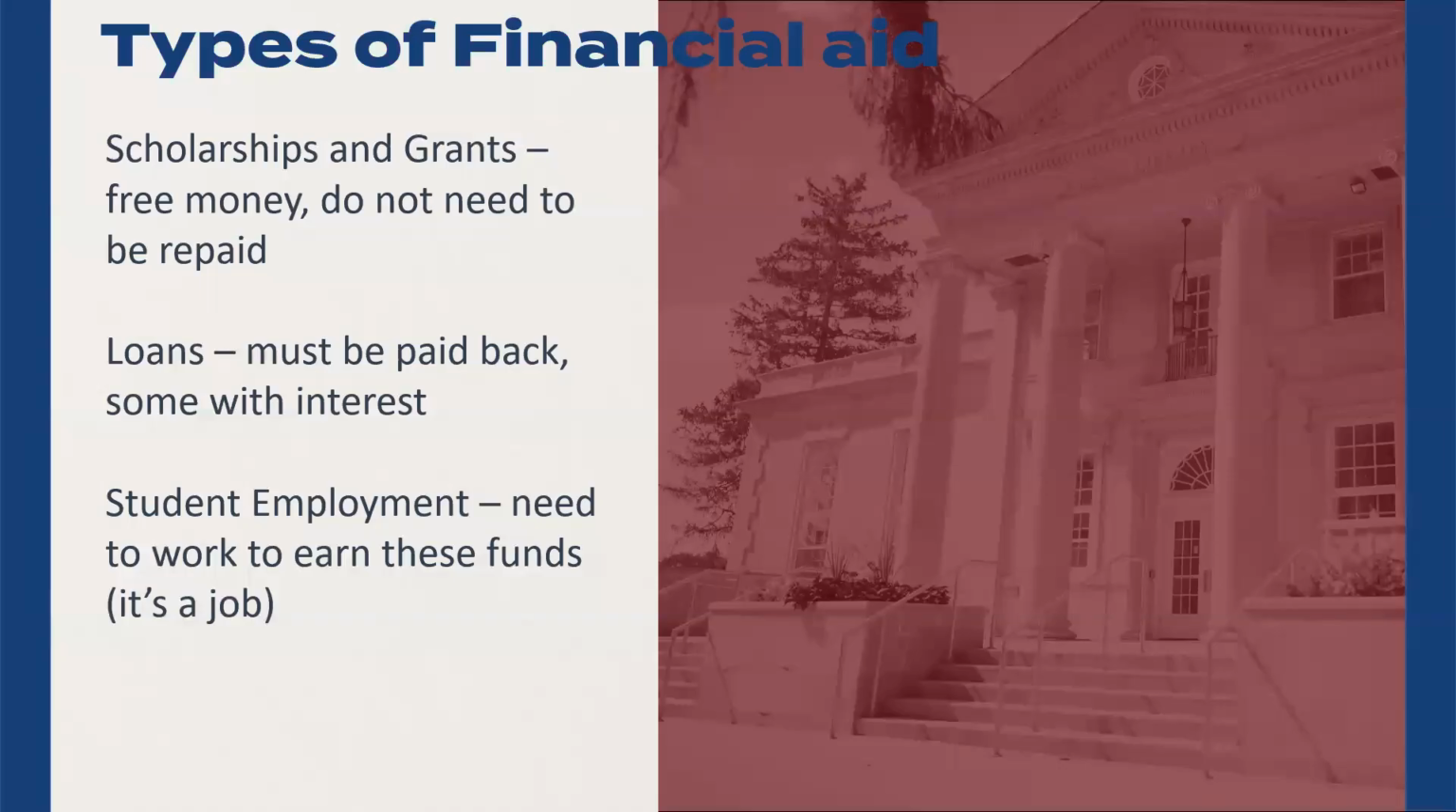The types of financial aid include scholarships and grants, free money, which does not need to be repaid, loans, which do need to be paid back and some with interest, and student employment, which is a job where students need to work to earn those funds. Let's take a closer look at these three types of student aid.